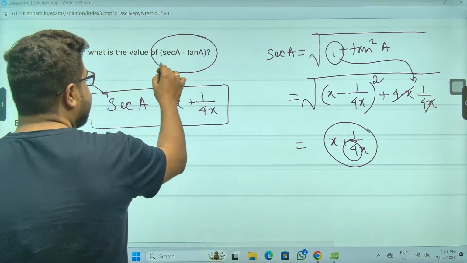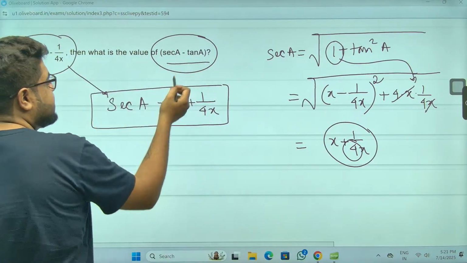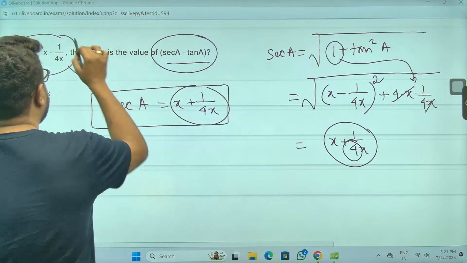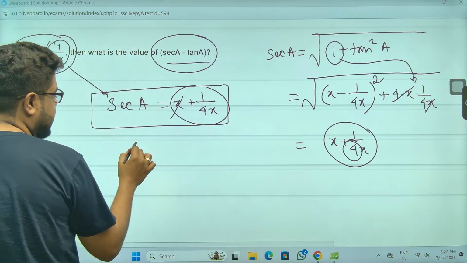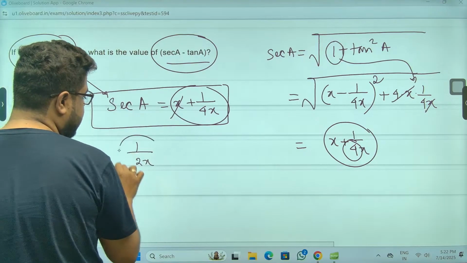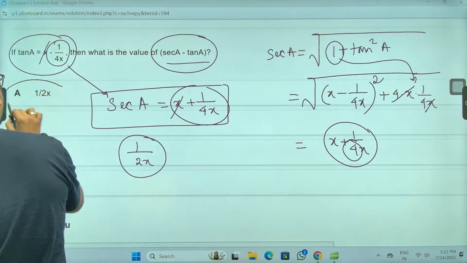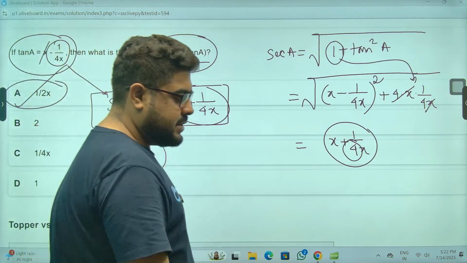Now anyone can do it, sir. Both have plus minus, sir. So this thing minus this thing. So x will cancel, this will become plus. So the answer will be 1 by 2x, 1 by 4x plus 1 by 4x. Option number A again is the answer.